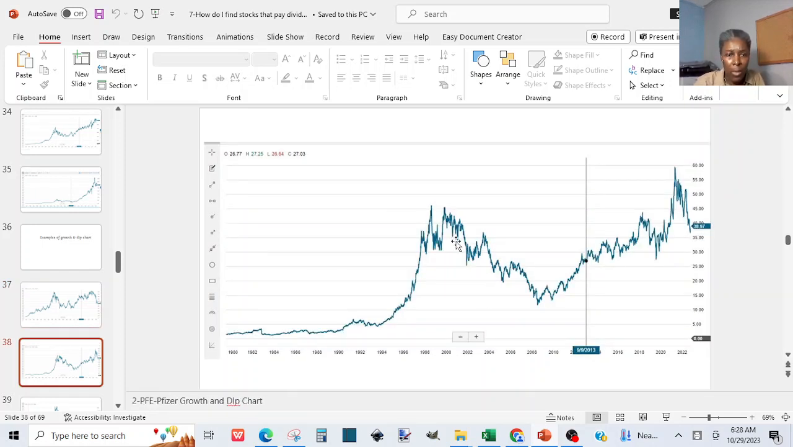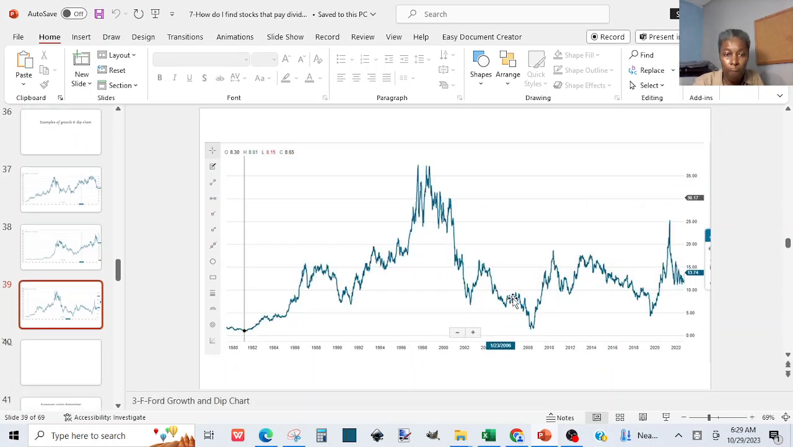And this one is Pfizer. And Pfizer, the price it was selling at originally in the 80s, and now you have growth, but it does show you those big ups and those big downs, deep. Therefore, I put it under growth and dip. And that is just my way of describing those charts.